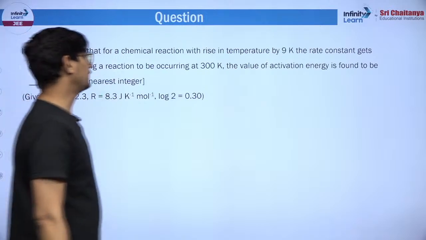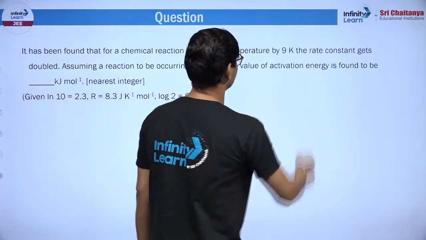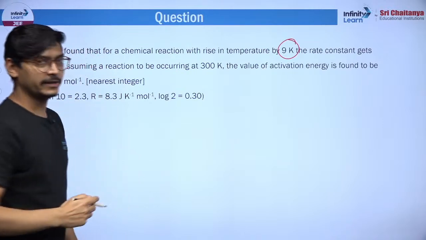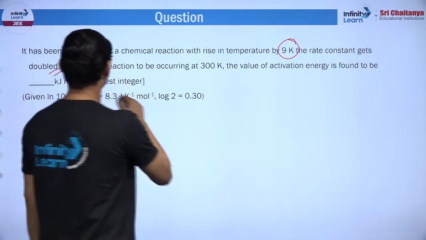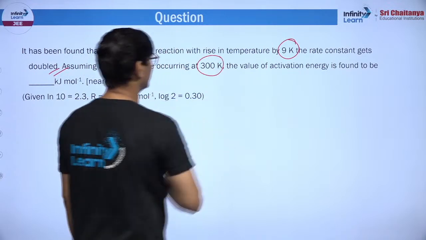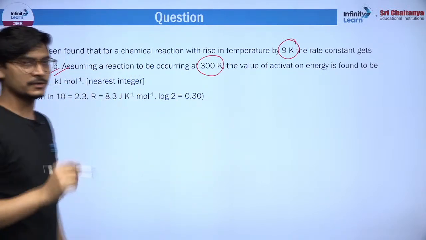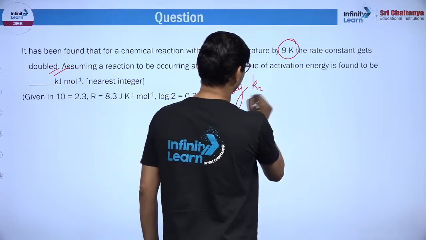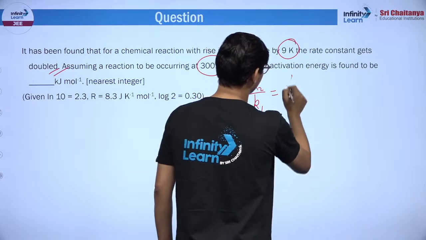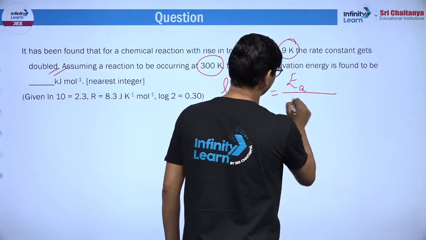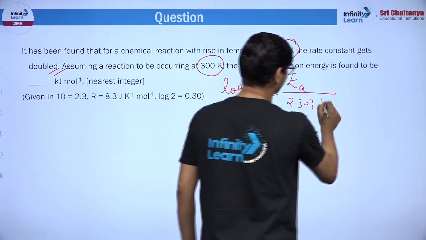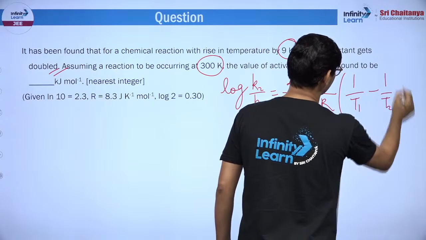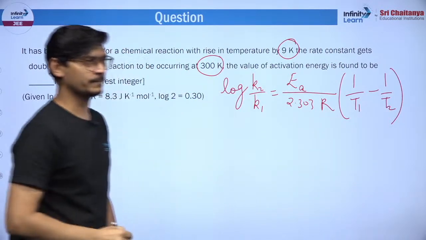It has been found that for a chemical reaction with a rise in temperature by 9 Kelvin, the rate constant gets doubled, right? The rate constant gets doubled. Assuming the reaction to be occurring at 300 Kelvin, find the value of activation energy. So remember guys, the Arrhenius equation: log K2 by K1 is activation energy divided by 2.303 R, into 1 upon T1 minus 1 upon T2.